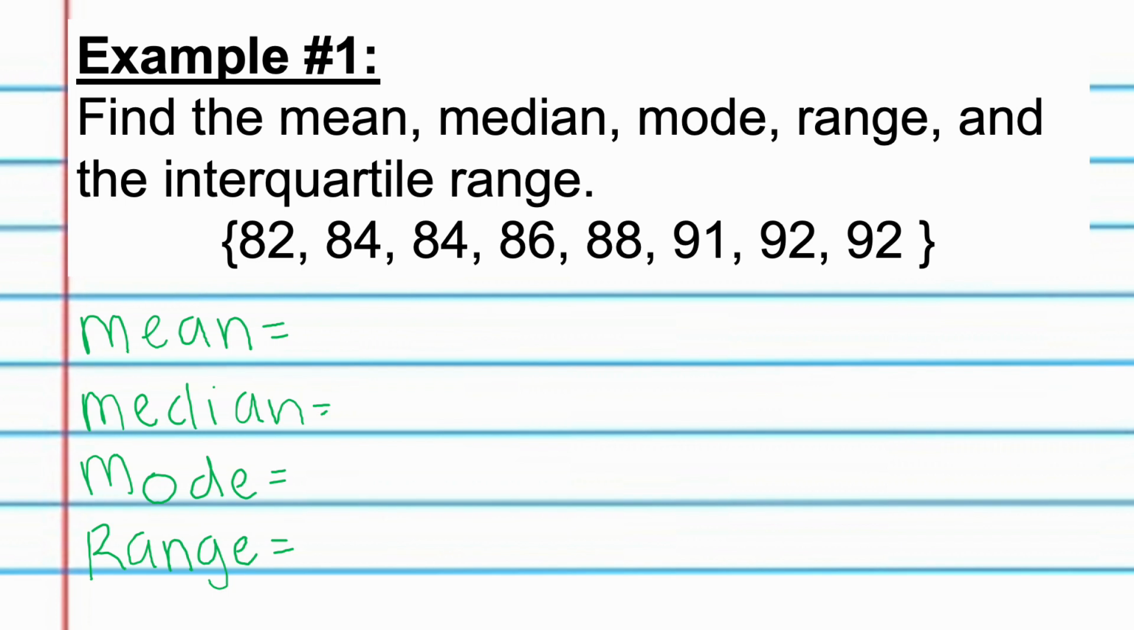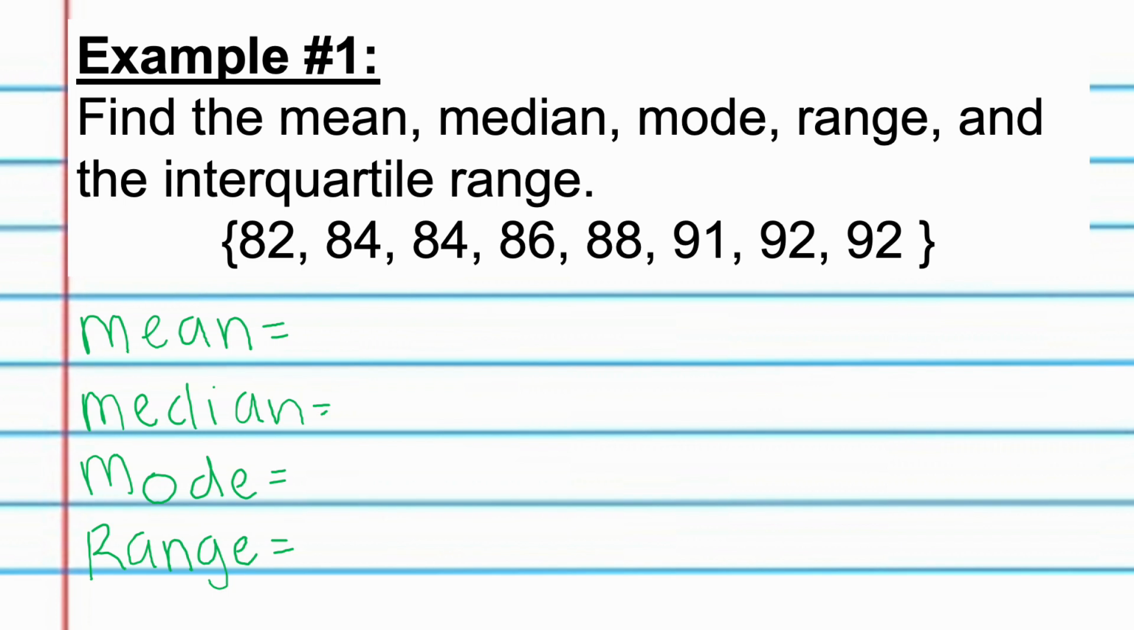Alright, so let's get to the mean, median, mode, and range. You'll notice the interquartile range isn't written on this slide. I'm going to run out of space to write, so we're going to put it on the next slide. So we're going to do the mean, median, mode, and range first.